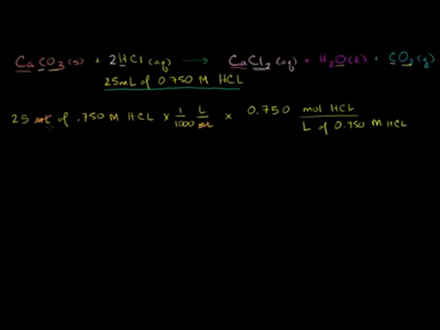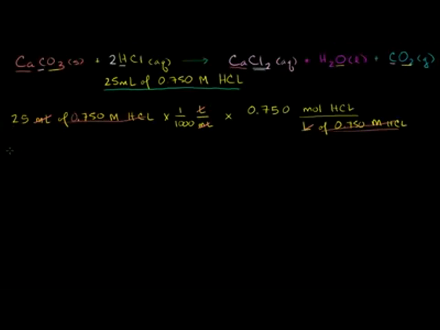And then I want to convert from the solution to the actual number of moles. If something is 0.75 molar, that means that there is 0.75 moles of hydrochloric acid per liter of the solution. You could call that the solution. And so this will cancel out. We have the liters canceling out with the liters, and then the 0.75 molar hydrochloric acid solution cancels out with the 0.750 molar hydrochloric acid solution.